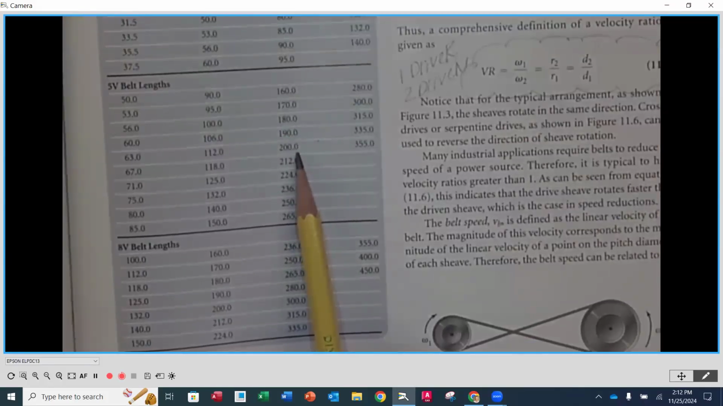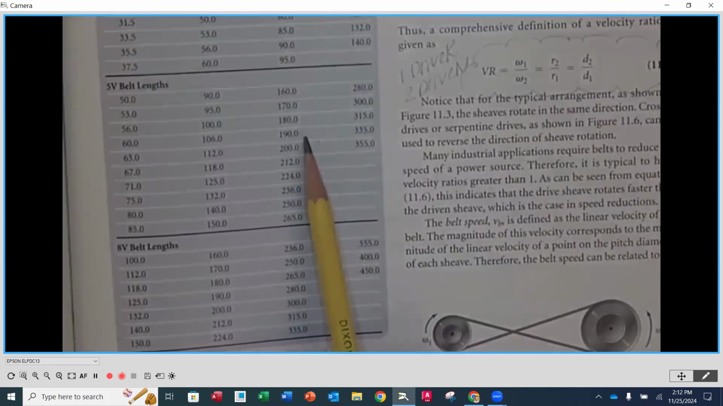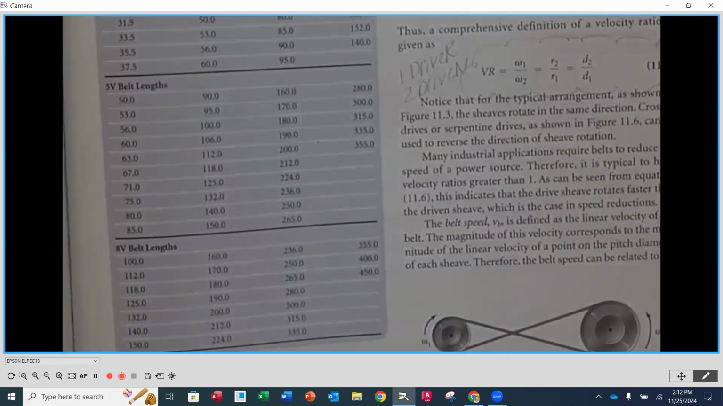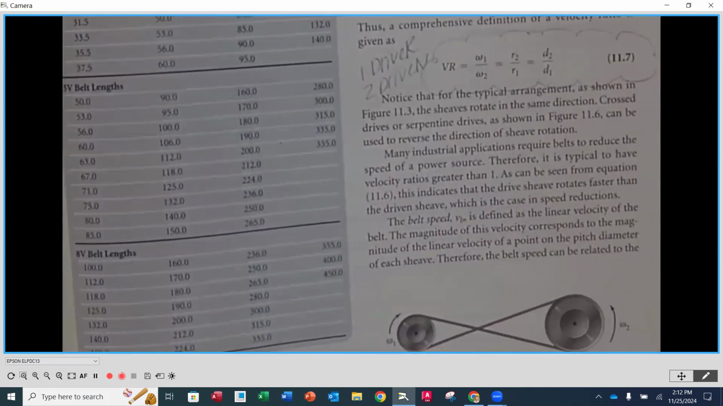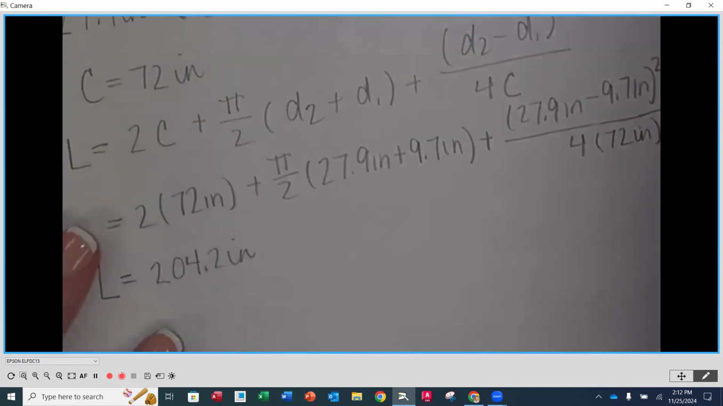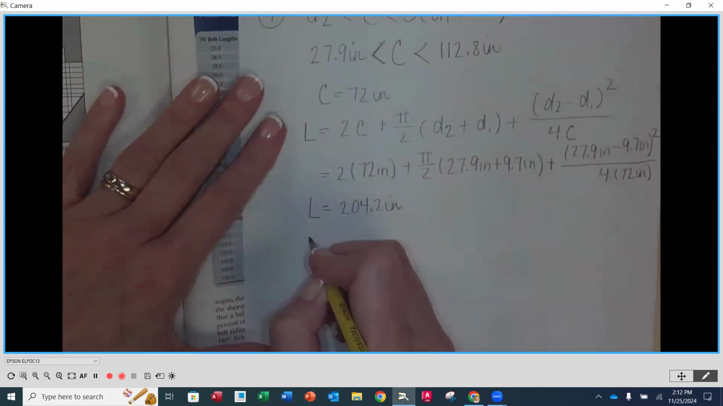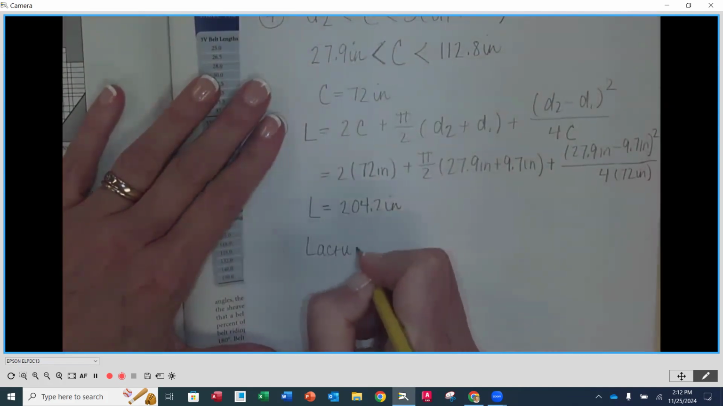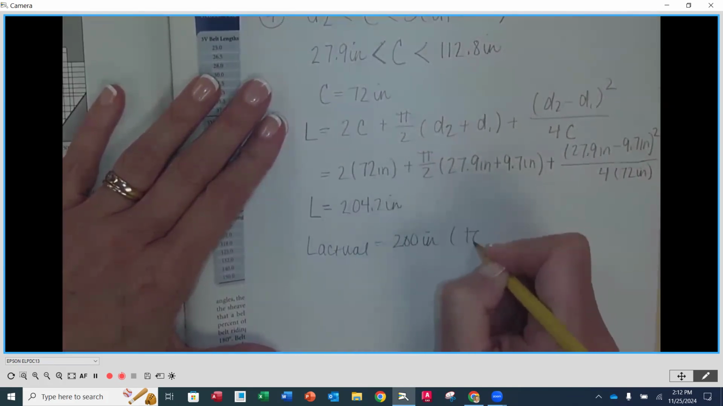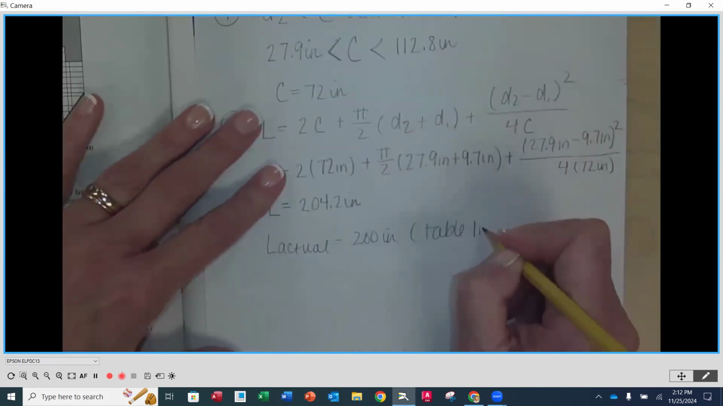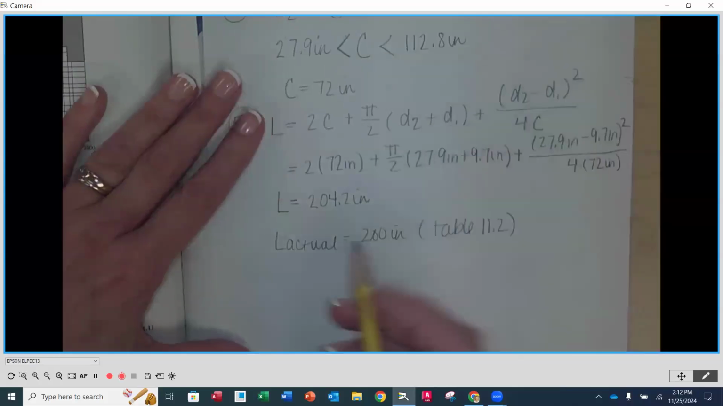204.2. And you'll notice here that there is a 200. Okay. There's also 190 and there's 212. The closest number is 200. Would you agree? Yeah. So that means that we would then specify our actual length. We'll say actual L is going to be 200 inches. And this is from table 11.2. Okay.